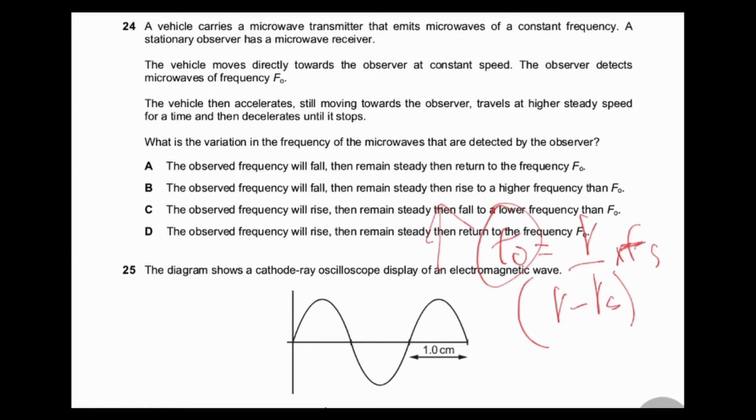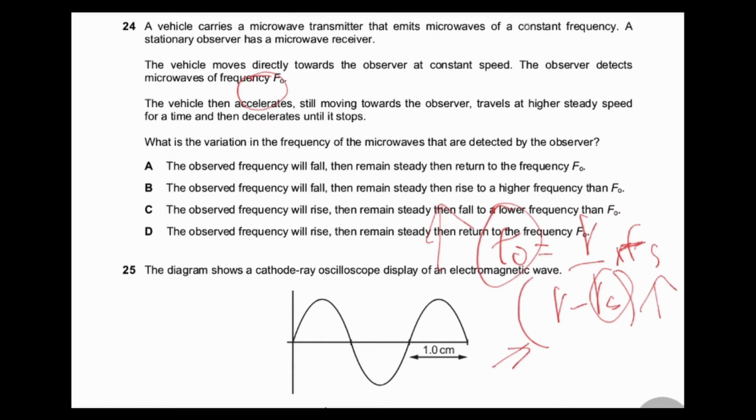So what you will notice is, as it moves towards the observer, the vehicle accelerates. So that means this value of Vs starts getting bigger. So what will happen is the term at the bottom will get smaller. So that means the observed frequency will have to rise first.